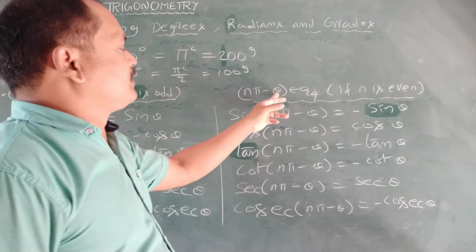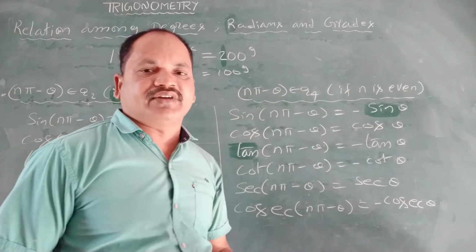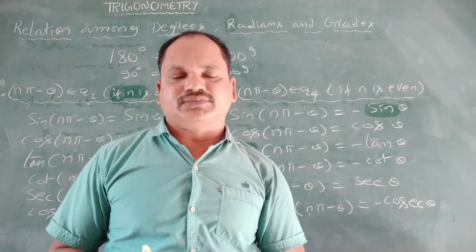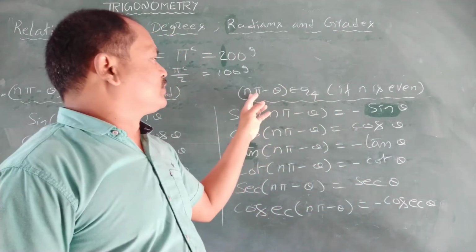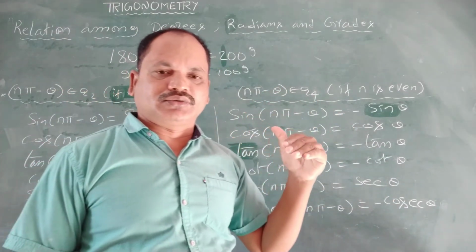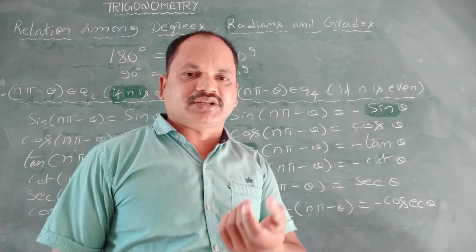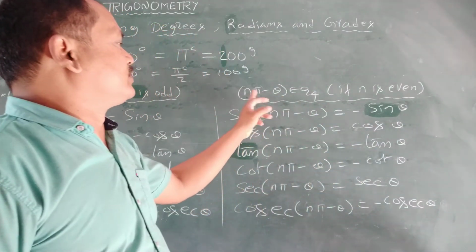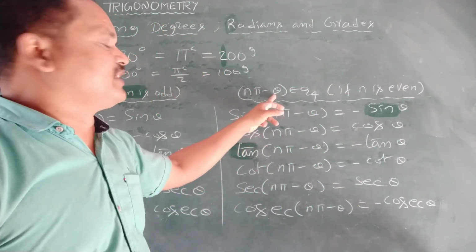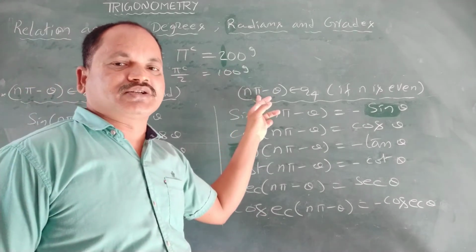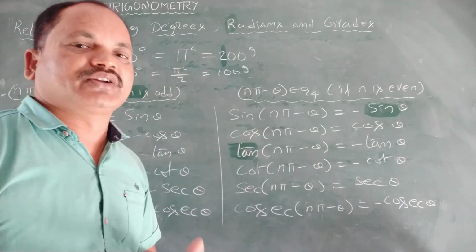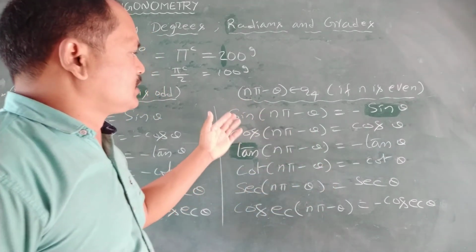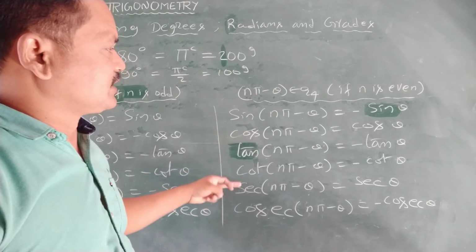Similarly, n pi minus theta, where n is even. Even means 2, 4, 6, 8, like that. Any even number is taken as just 2. Of course, 2020 pi. 2020 is an even number. Instead of 2020, just take 2. 2 into 180 means 360, so 360 minus theta. Which quadrant does 360 minus theta belong to? Q4. That's why 360 minus theta belongs to Q4. In Q4, cos and its reciprocal secant are positive, and the rest are negative.